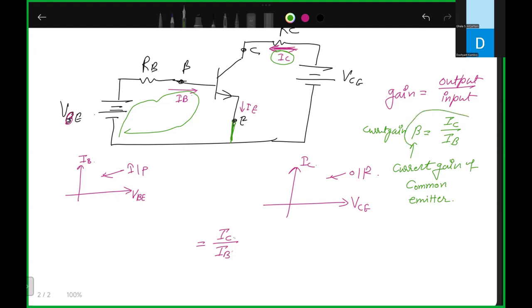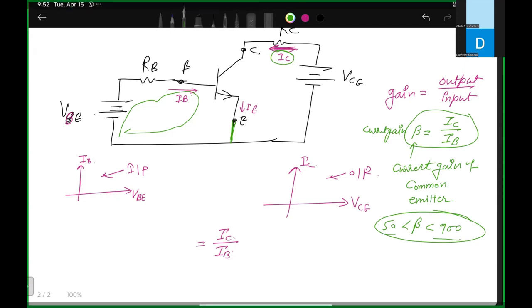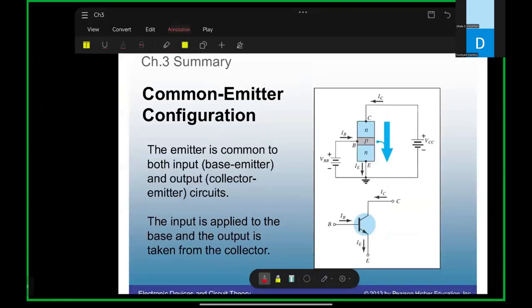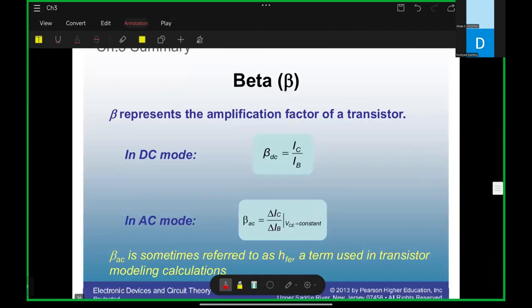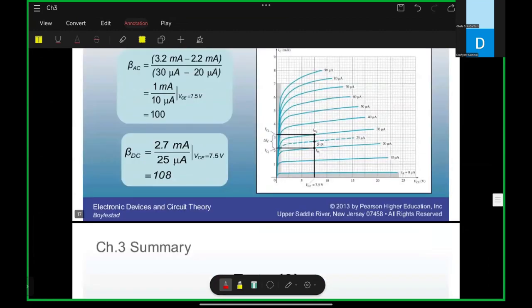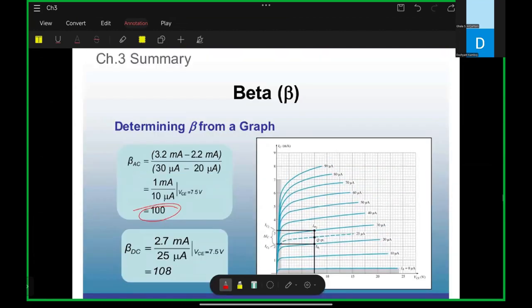Always remember, the value of beta is much greater than 1. The value of beta lies between 15 to 900, and it is always greater than 1. So beta is very high. Now back to this one. This is our current gain, beta, IC upon IB. Its value is very high, generally around 150. One more thing: these are the output characteristics.